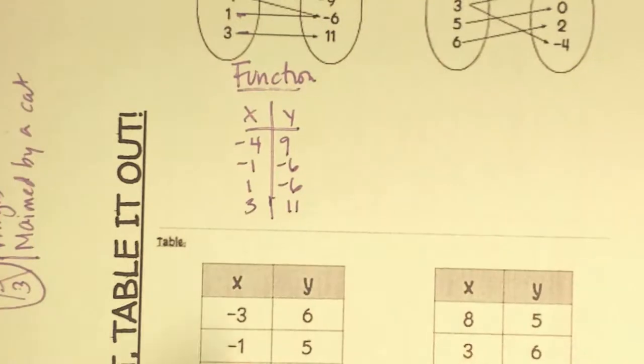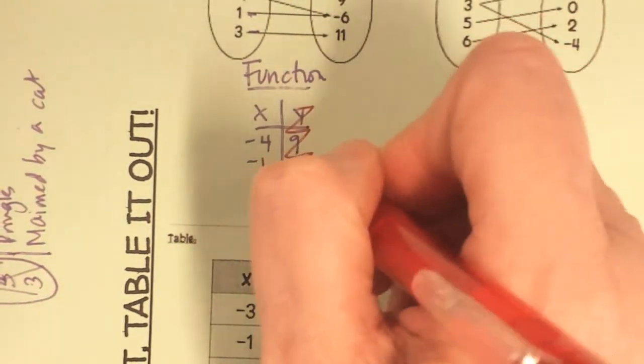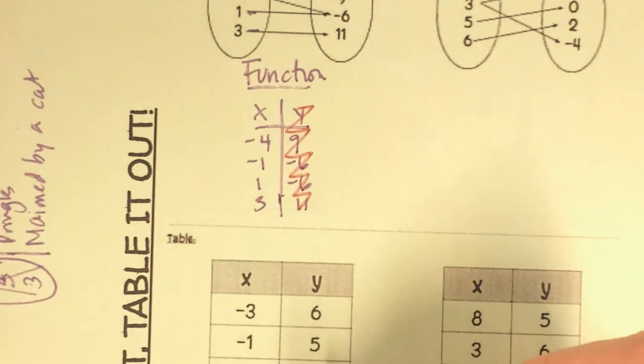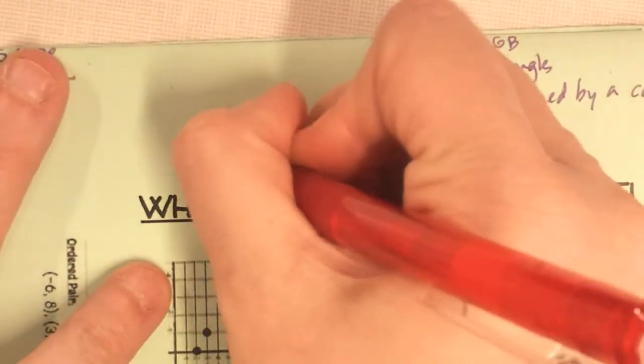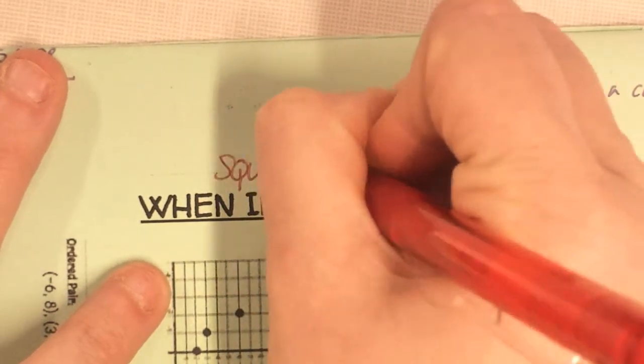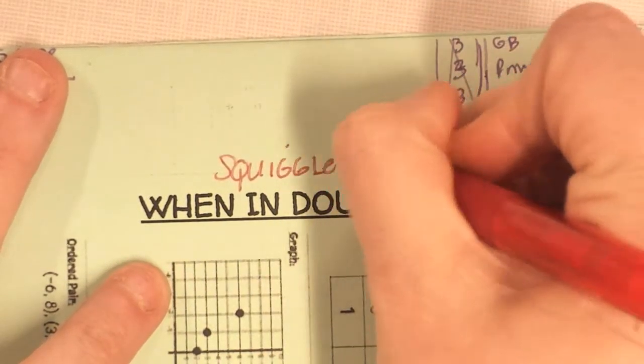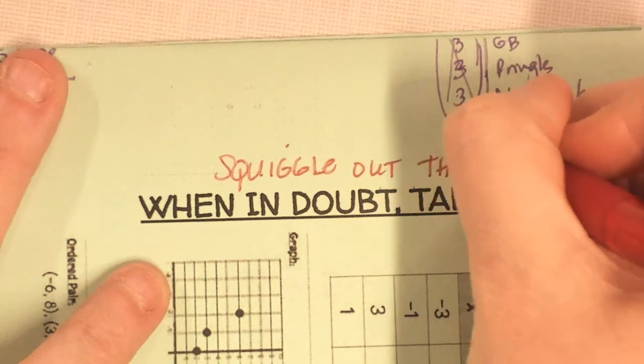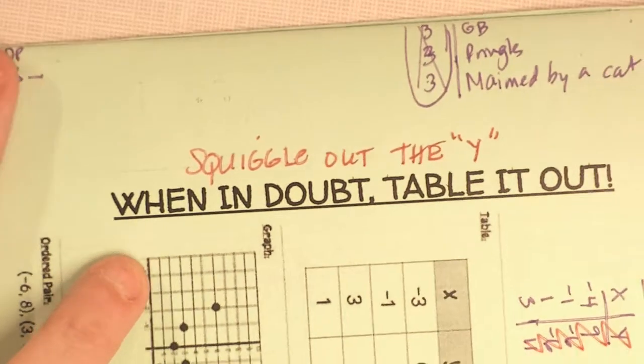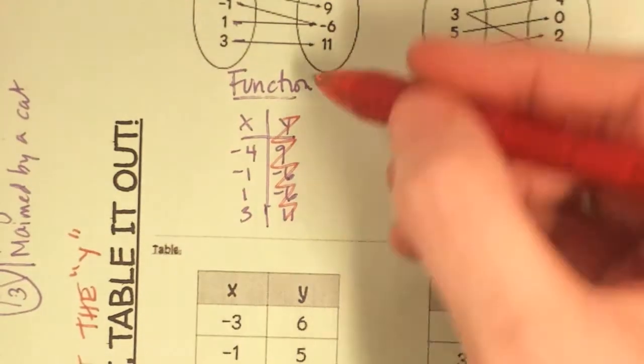Here's the strategy that we're going to use. We're going to squiggle out the Y. We don't care what's happening in the Y, okay? So let's write that down here. Squiggle out the Y. So we're going to squiggle out the Y, okay? I squiggled out the Y, and now I look.